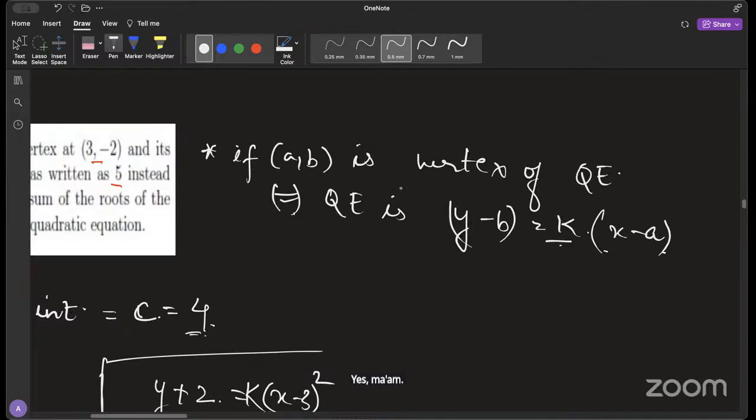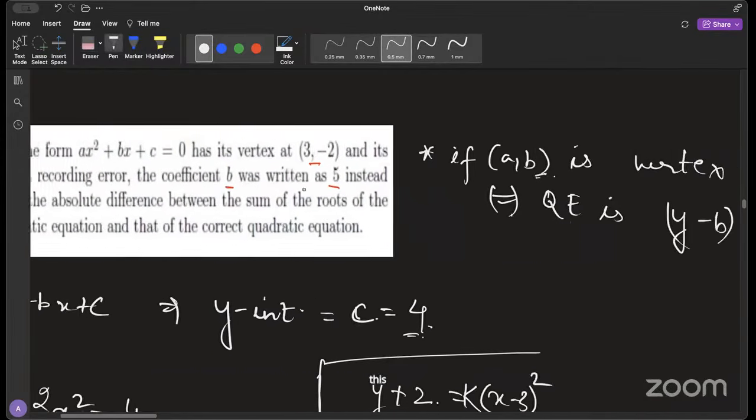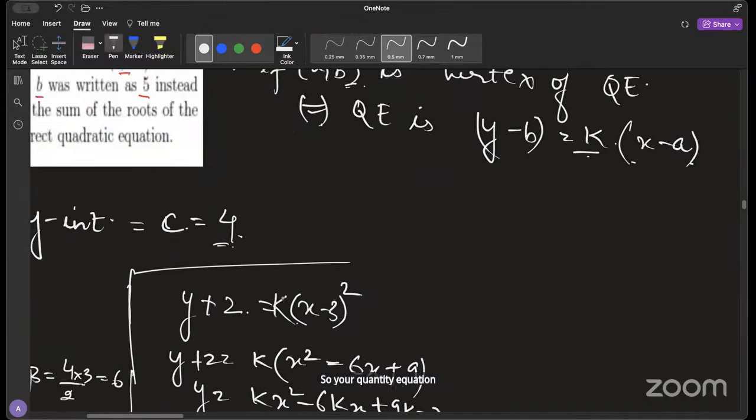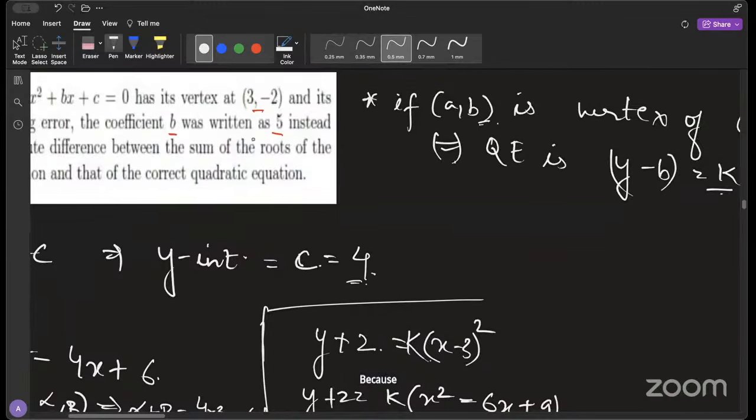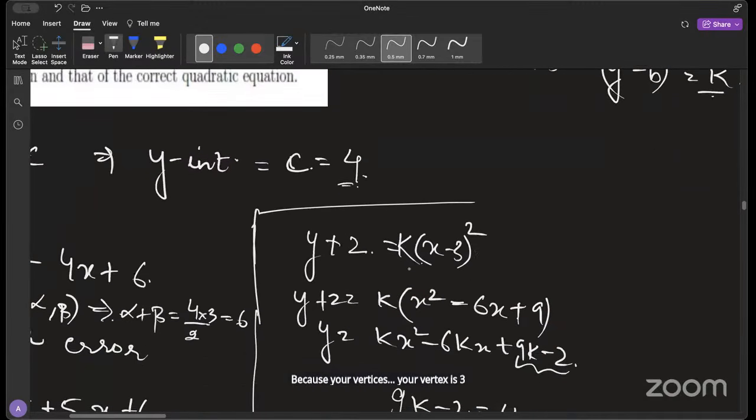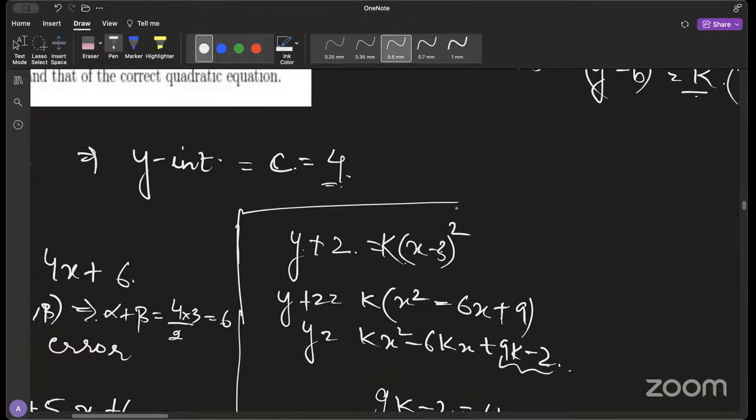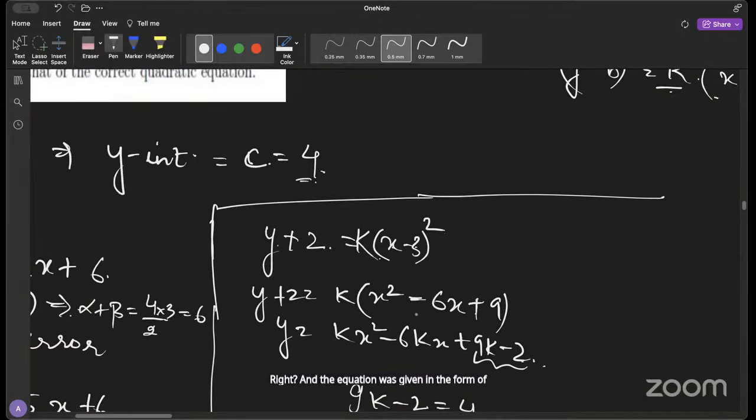So what happens is, when you have this information, you can only find till this part where k is unknown. k is not equal to 0 and it's unknown. If you have been given another information, then you can find k too, right? And you have been given another information, which is that the y-intercept is 2. So your quadratic equation is this. From here you get, because your vertex is 3 and minus 2, right? So we've done the same thing here, y plus 2, x minus 3, and we've solved this thing till this part, right? And the equation was given in the form of ax square plus bx plus c, right?